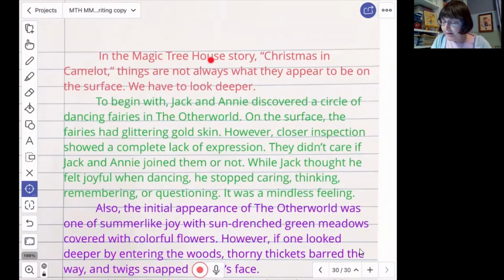In the Magic Treehouse story, Christmas in Camelot, things are not always what they appear to be on the surface. We have to look deeper. Remember, this essay is on theme. To begin with, Jack and Annie discovered a circle of dancing fairies.